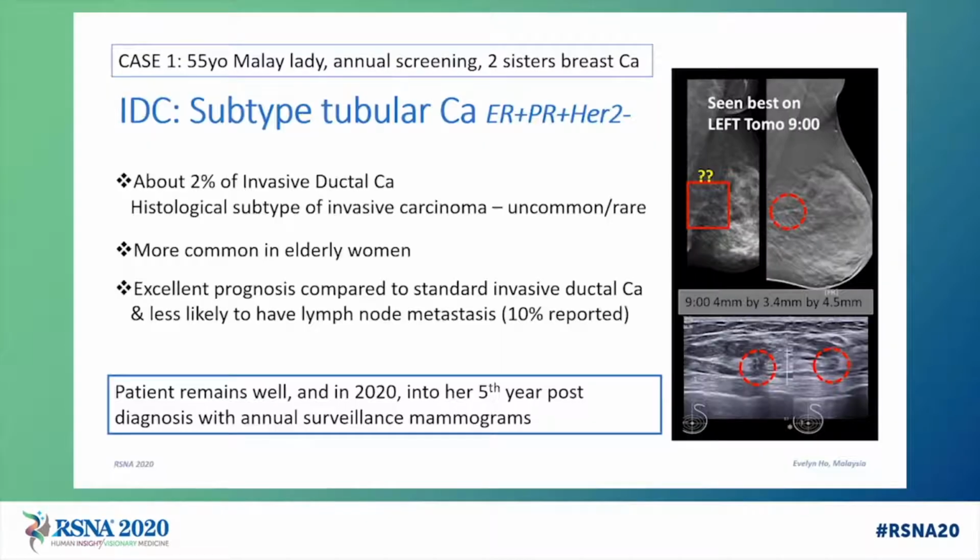The final post-surgery diagnosis was tubular carcinoma, a rare subtype of invasive ductal cancer comprising 2% of IDCs. This is more common in elderly women, has excellent prognosis and less likelihood of lymph node spread. This year marks the 5th year of annual surveillance post-diagnosis.